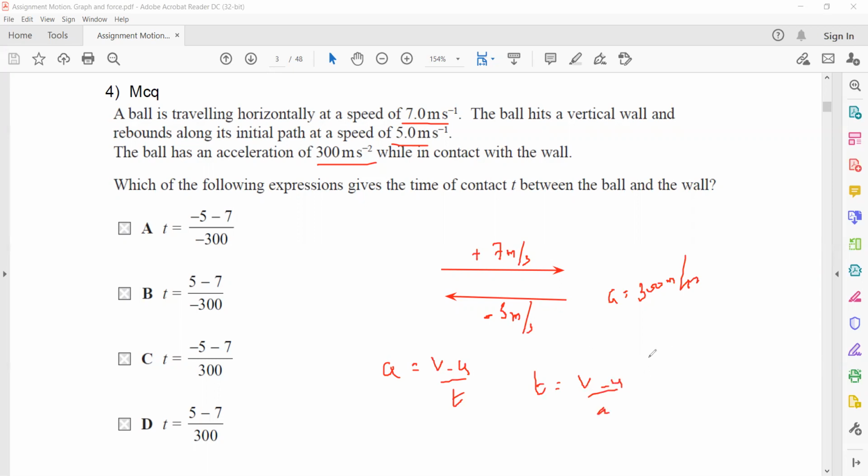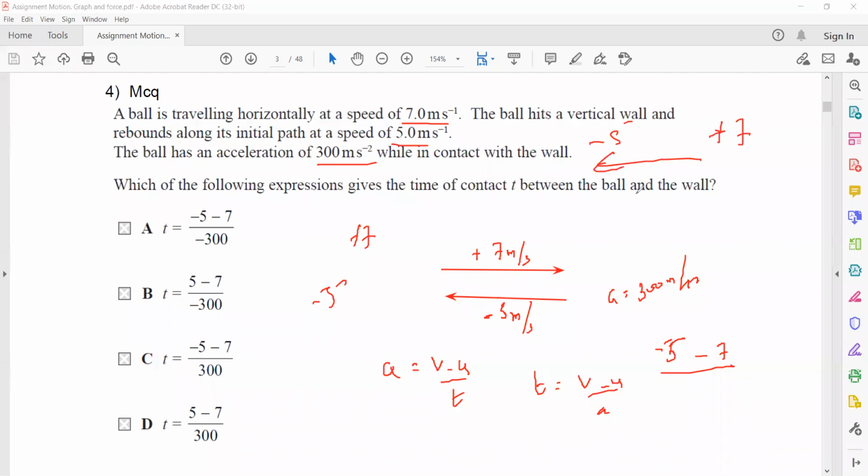So v is the final speed, that is equal to minus 5. u is the initial speed, that is 7. So we'll put minus 5 minus 7 divided by the acceleration of the ball. Now what about the acceleration of the ball? As you can see, the velocity was plus 7, now it is minus 5. So on the number line you go from plus 7 to minus 5.